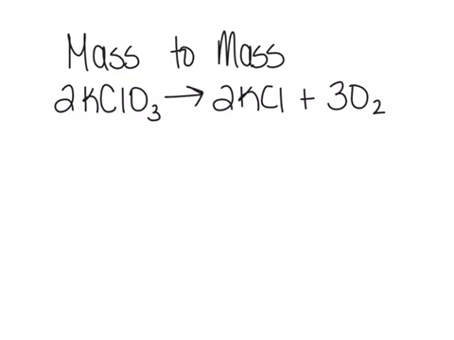Our next problem says how many grams of potassium chloride are produced. So that's this material right here. It wants us to find out how many grams of potassium chloride are produced if we start with 25 grams of potassium chlorate decomposing. So here's the material we're starting with. This material right here, we have 25 grams of it. So that's what we're starting with.